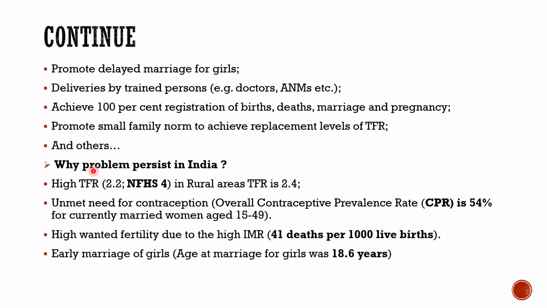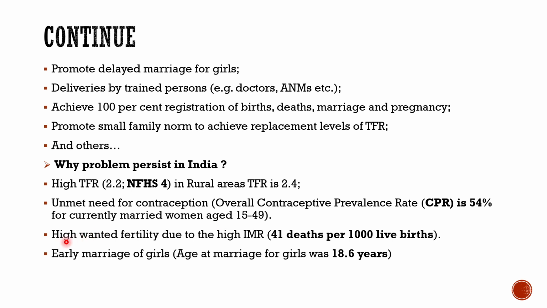Now, why even with this policy framework is the problem persisting in India? It is because of four basic reasons. The first is high TFR. Even today, if we see the report of NFHS 4 of 2015-16, the TFR is 2.2, and we are not reaching 2.1. In rural areas, the TFR is much higher at 2.4. The second thing is unmet need for contraception, so that we can control unwanted birth. Here the contraceptive prevalence rate, CPR, is only 54% for currently married women aged 15 to 49. Actually, half of the currently married population of this age is not getting any contraceptive methods.